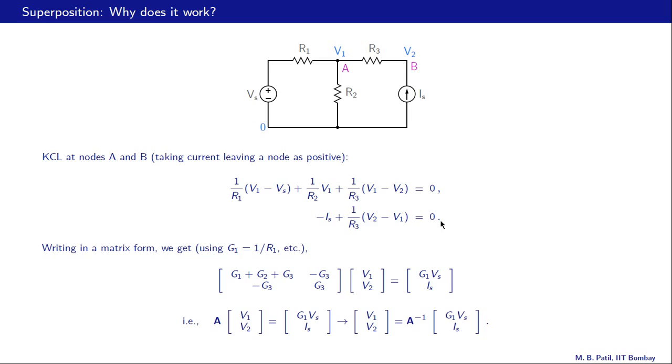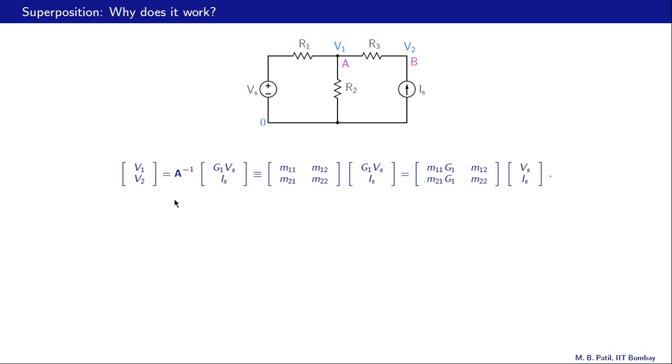All right. Now let us write this matrix as matrix A. So we have an equation of the form Ax equal to B, where x is our column vector consisting of V1 and V2, and B is the right hand side vector consisting of G1 Vs and Is. And from this matrix equation, we can obtain V1, V2 as A inverse times our RHS vector. So here is our V1, V2, A inverse times our RHS vector.